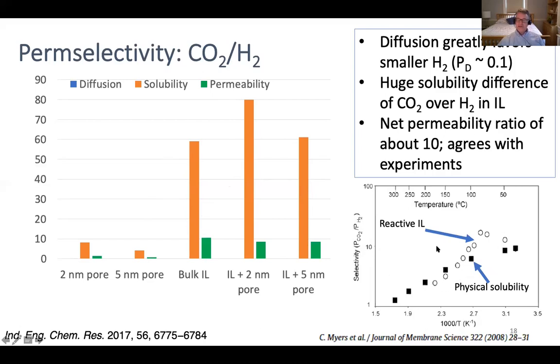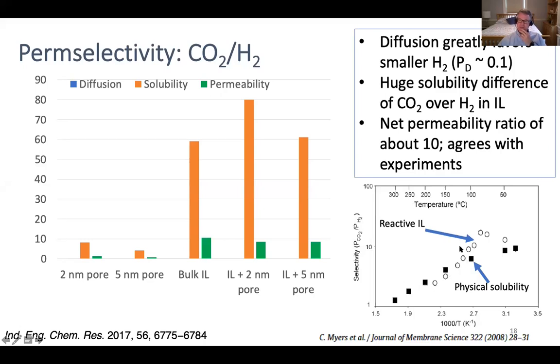What you can see is that at around, we're here at 50 degrees C, this is around 25 degrees C, you see selectivities of around 10. So this is consistent with what we're able to calculate with our simulations. I'm sorry, the physical solubility are the filled squares, and it plateaus at around 10.